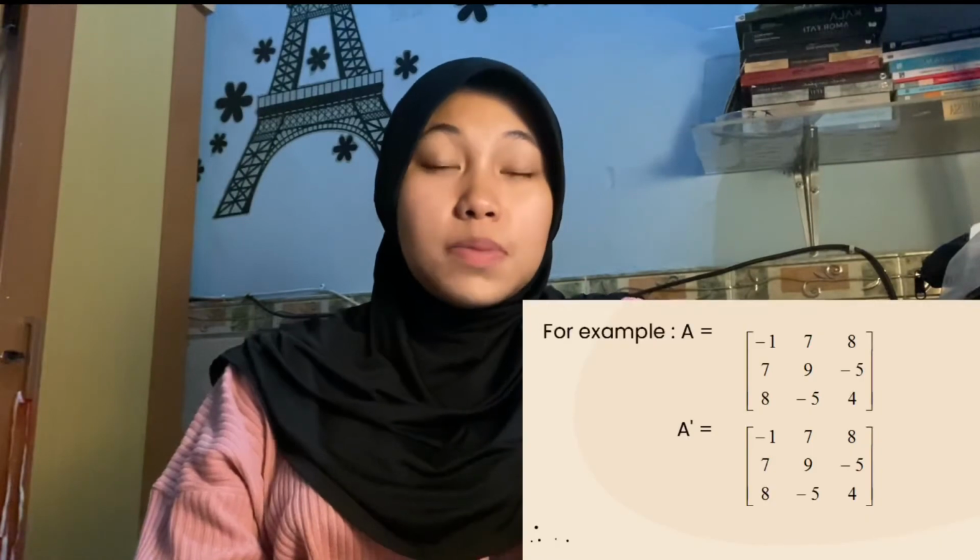So if a transpose operation on a matrix produces the initial matrix, then the matrix is called a symmetric matrix. Here's the example of a symmetric matrix.